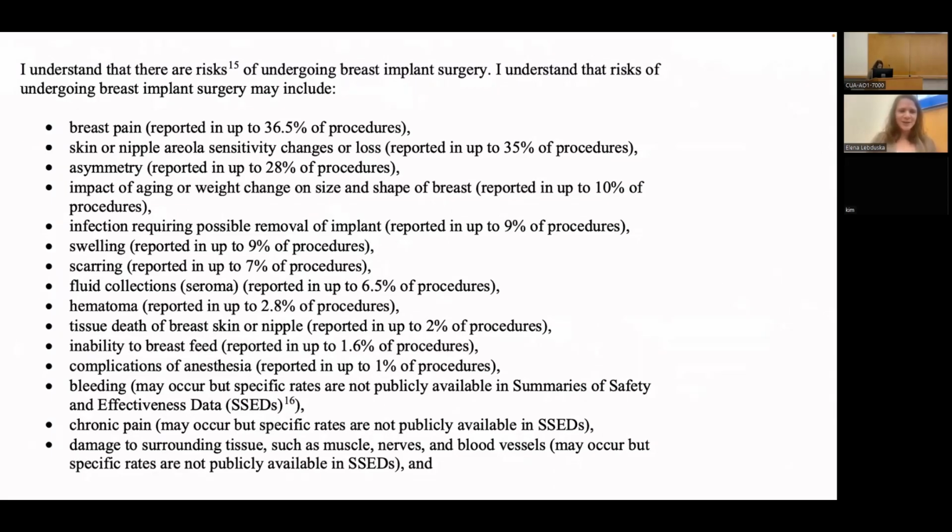The inability to breastfeed, 1.6% of patients. I just told you it doesn't interfere with breastfeeding. In the average population, 1.6% of women also just can't breastfeed without implants. So no statistically different than without.